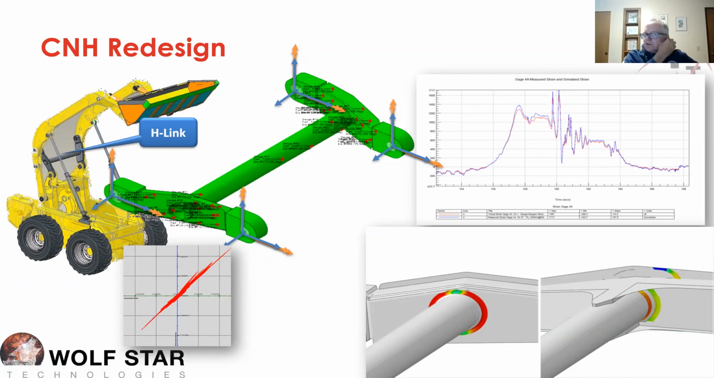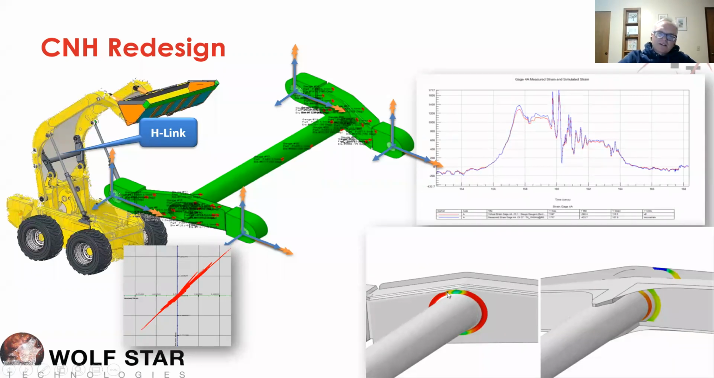Now, as it turns out, their initial design had some durability issues. So right away they had some durability issues. What you see on the left here is this little blue area. The blue area is showing low life. So they're having very low life here in the stress concentration on this H-link.